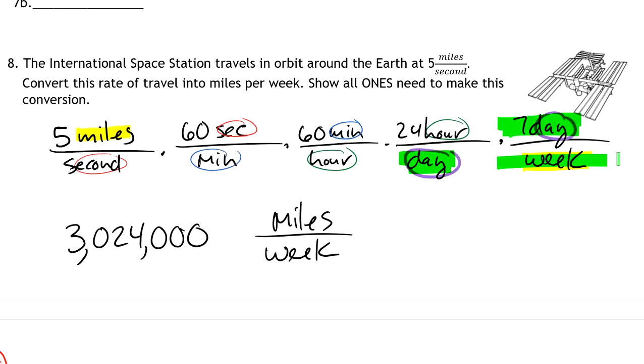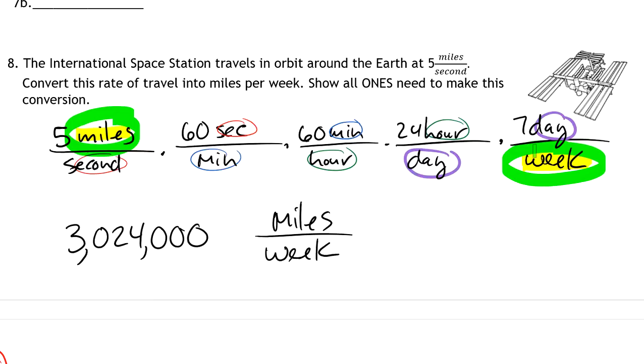So when you look at it, all of my units end up canceling, and the only units that I have finally, they're highlighted in yellow here, I've got miles per week, which is the answer that I want, right? I want miles per week. So all of these units, the seconds over seconds, minutes over minutes, hours over hours, days over days, they all form a giant one and they're gone.